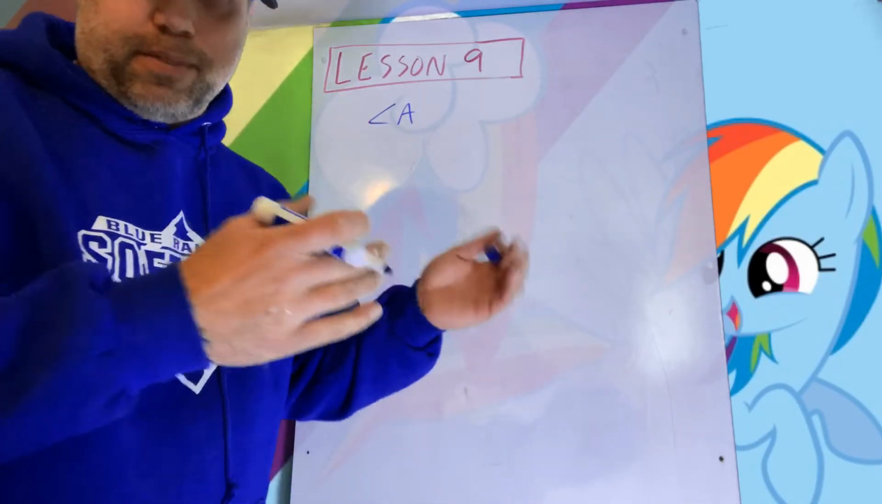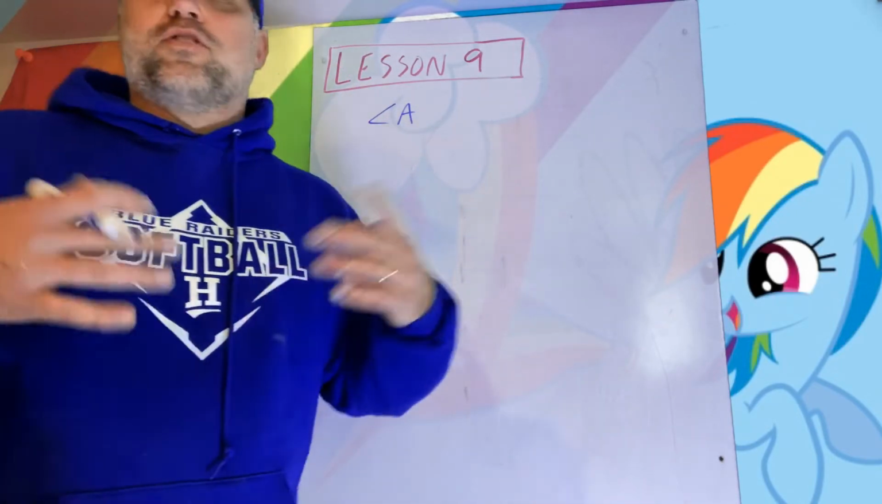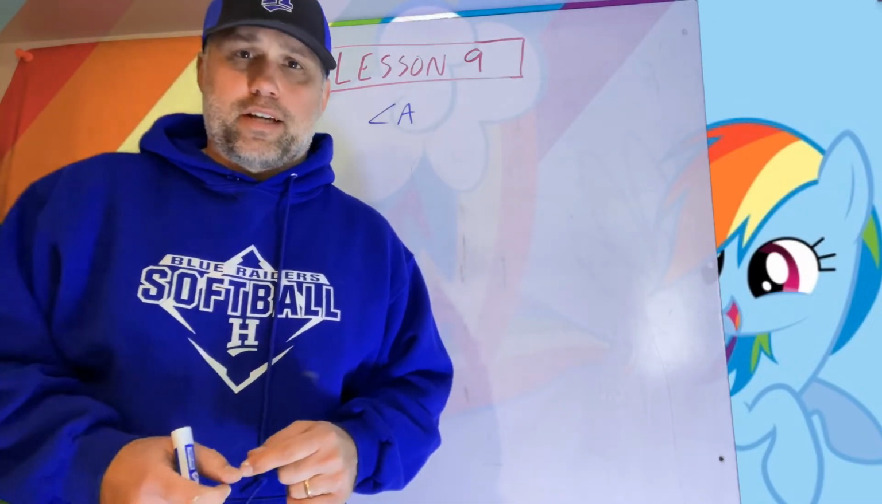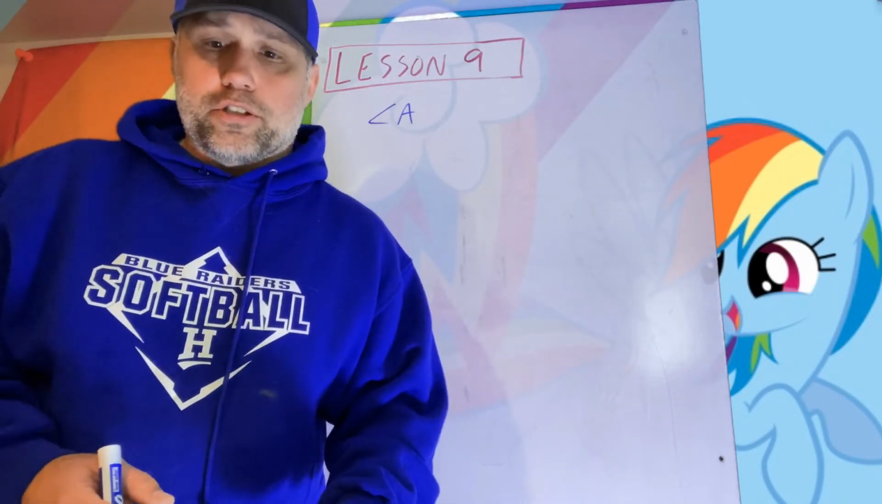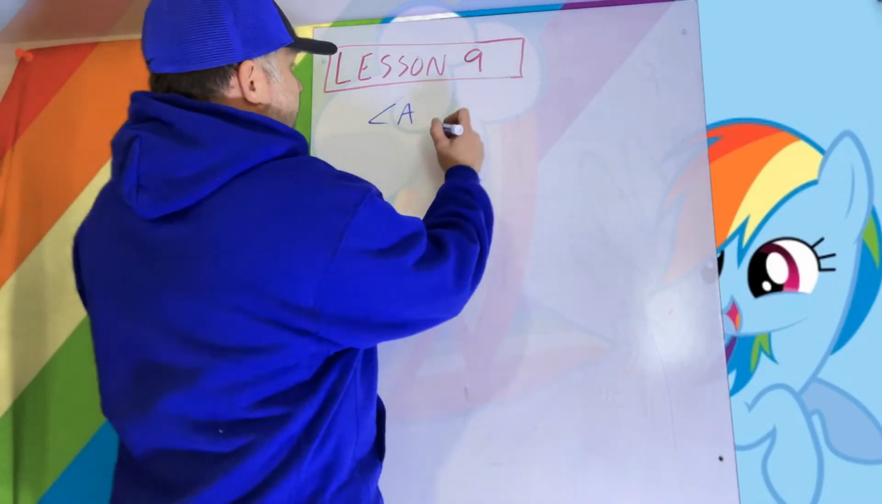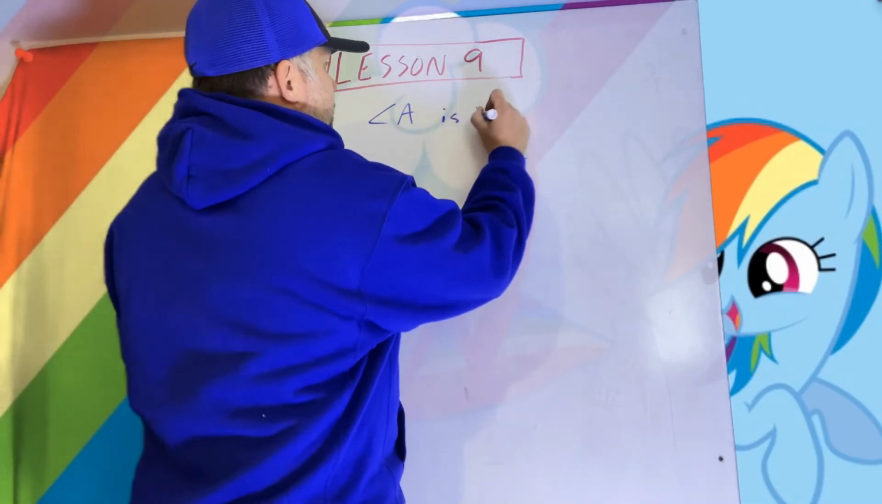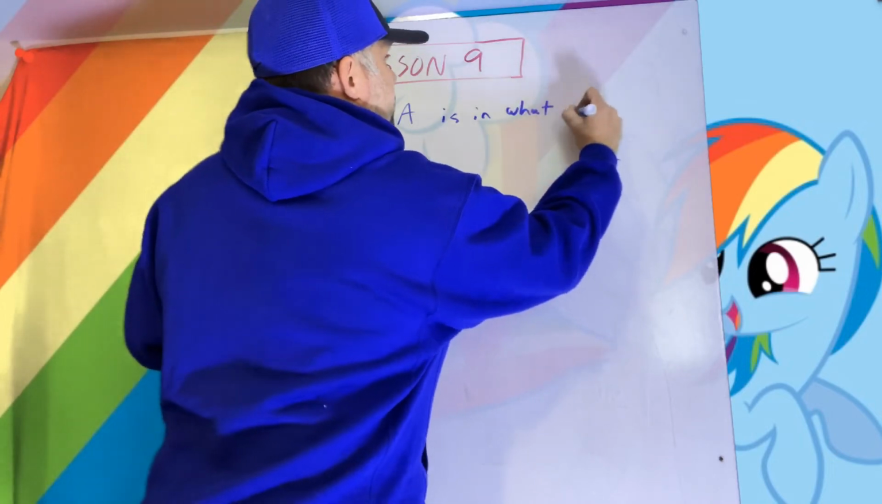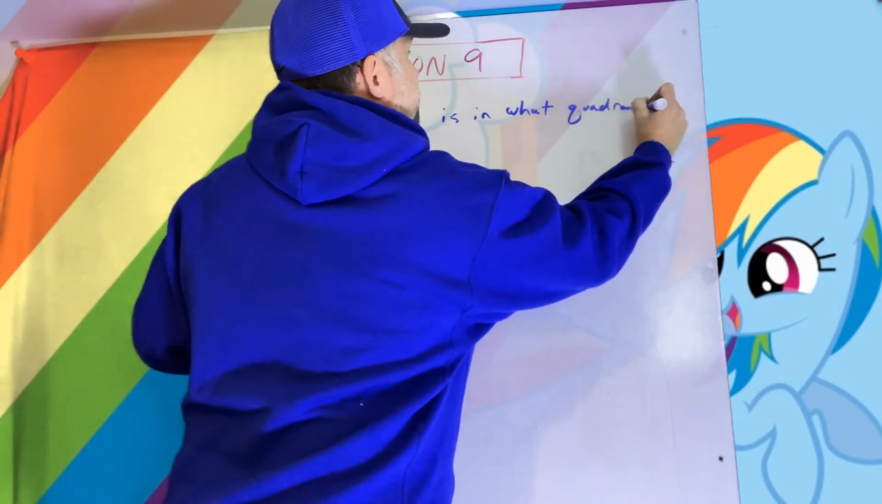All right, so just keep that in mind. You can always use other letters. So we have some angle A, and I'm going to give you some information about angle A, and we're going to make a conclusion about it. We're going to decide what quadrant angle A is in. So angle A is in what quadrant is the question.